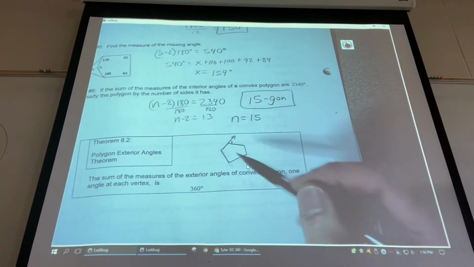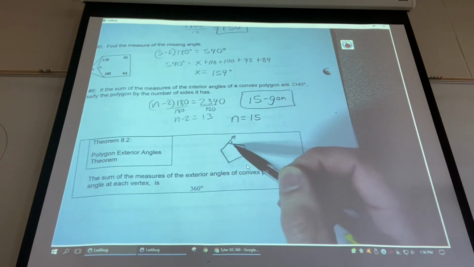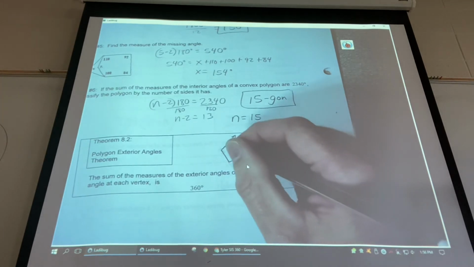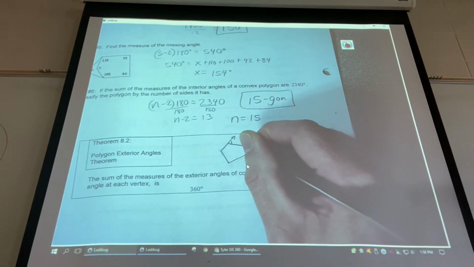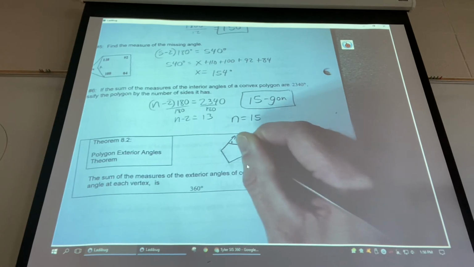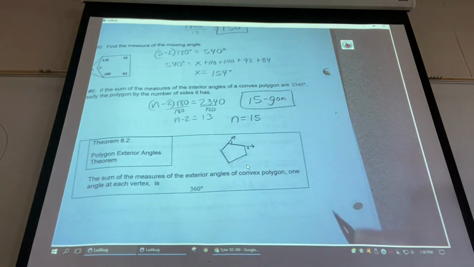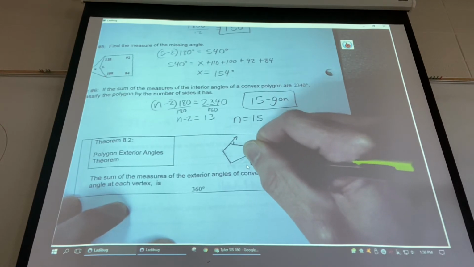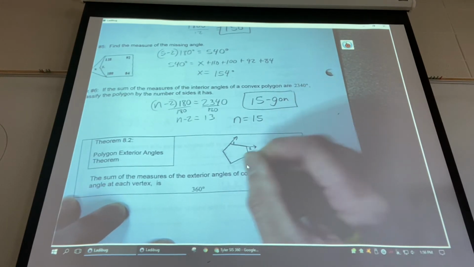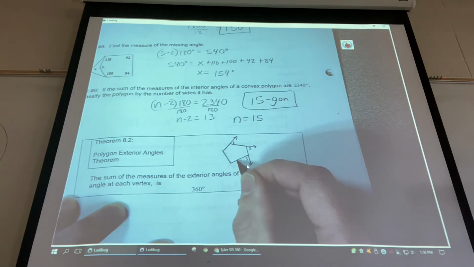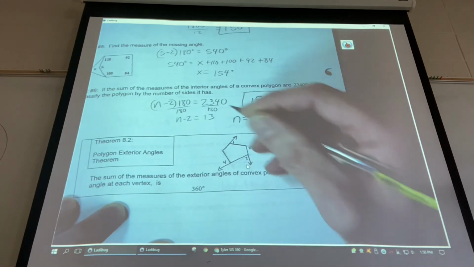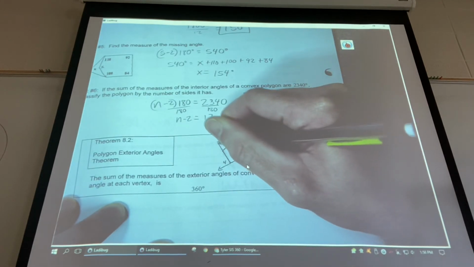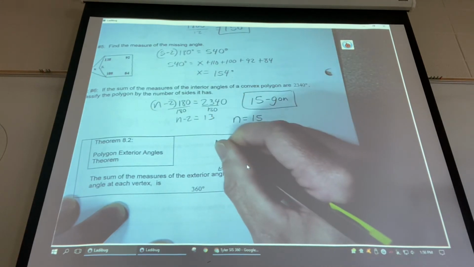Now you just as easily could have extended this one out that way, but we're going to be consistent with how we do it. We're going to always extend them clockwise. So to make the exterior angle here, we'll extend that out. To make angle 2, extend that out. To make angle 3, extend that out. To make angle 4, and finally, extend that out to make angle 5.